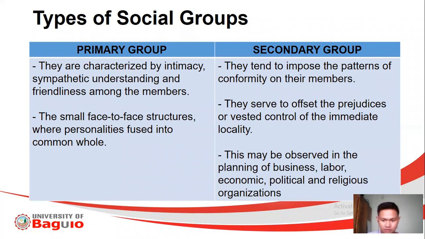When you say intimacy, halos nandiyan na lahat, di ba? You take care of each other, you love each other, you help each other, nagdadamayan kayo kung may problema kayo. So that is now intimacy. But in secondary group, pwede rin nakakilala mo yung tao, pero you do not care for each other, di ba? You do not love each other and so on and so forth. So that is now the difference between primary group and then secondary group. Okay, so now let's move on to the next slide.